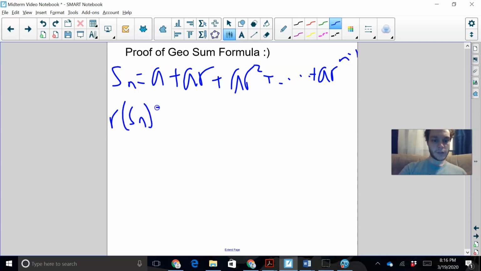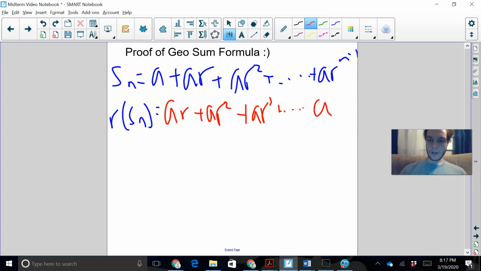Just for giggles. So that means that our first term now becomes a times r. Our second term becomes a times r squared. And then a times r cubed, all the way down to a times r to the n. If I was to do a sidebar to explain that to you really quickly.